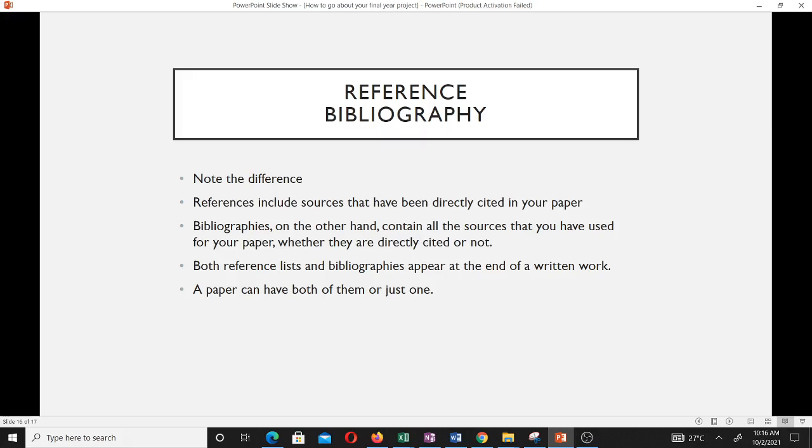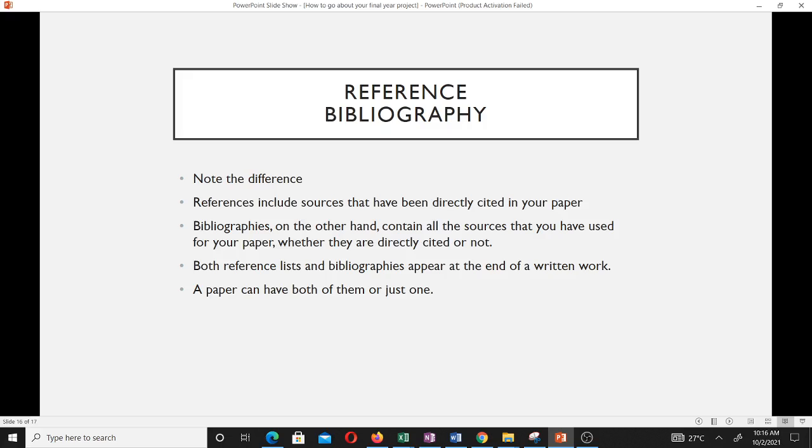Then we have the references and the bibliography. Most students don't know the difference between the two. References include sources that have been directly cited in your paper, right? Sometimes when you're writing a paper, you make a statement, you cite it. You make a statement, you cite it. So those are the references. When you go to the reference section, it should include all the sources that have been cited in your paper. If they have not been cited in your paper, you don't bring them into the reference list.